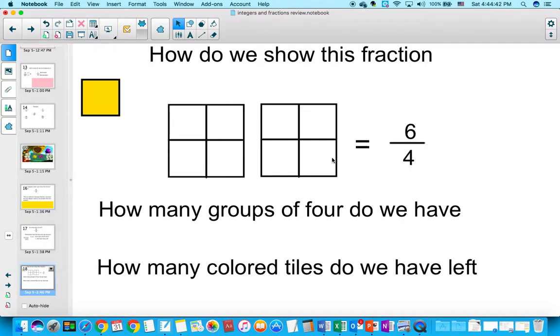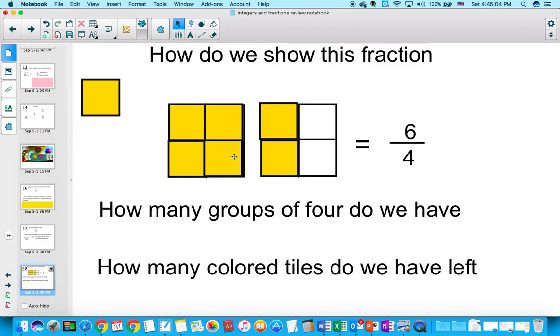So let's do another example. How do we show this fraction? We have 6/4. So I have 2 whole squares, and I'm trying to show 6/4. Okay, well, 6 are colored. That's what the numerator is telling me. 6 are colored. So I go boop, boop, boop, boop, boop, and boop. Okay, so 6 are now colored.